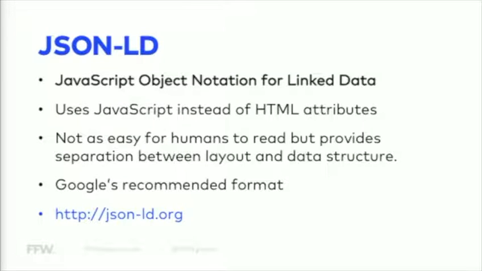The last of the three formats used for implementing schema.org is called JSON-LD, which stands for JavaScript Object Notation for Linked Data. It's a mouthful. The main difference between this one and the other two we just looked at is that this one uses JavaScript code. So instead of using HTML with little parameters in it, the data itself is in JavaScript format. So it's not as easy for humans to read. If you can read HTML, you can read the other two pretty well.